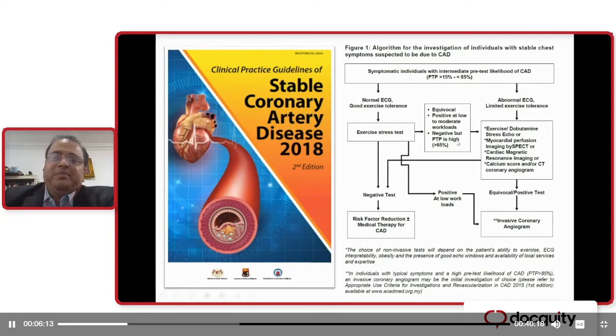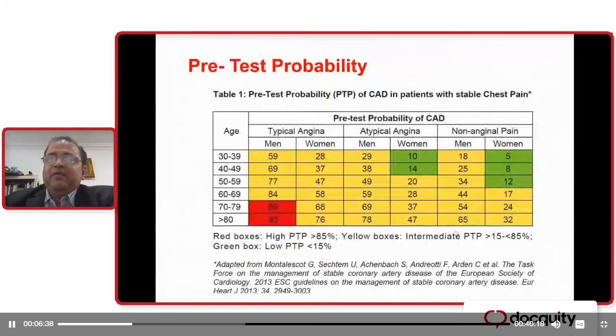If they're below 15%, the young ladies and so on, then we can actually tell them that, look here, most probably you do not have to do anything. But most Malaysians have at least diabetes, dyslipidemia, hypertension. So those immediately become intermediate category. More than 85%, you can actually elect straight away to jump to the more invasive tests. But there are caveats. So this is the simple chart for pre-test probability.